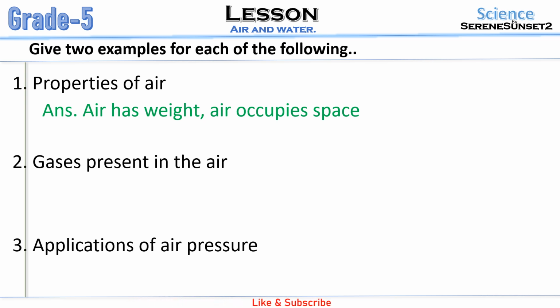Let's have a look at the second question. Which gas is present in the air? Which gas is present in the atmosphere? Let's have a look at the answer. Nitrogen and oxygen. The gases present in the air are nitrogen and oxygen.